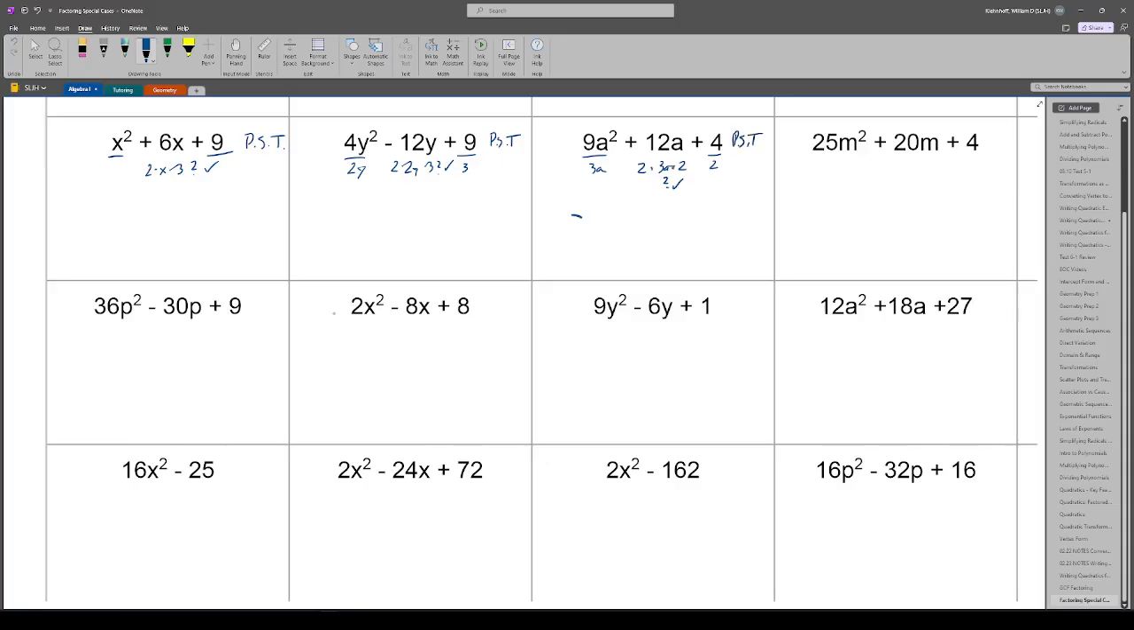I'm guessing they all are because that's what the paper is, but it's important we talk about the process of checking it. This one is 5m times 5m, 2 times 2. In the middle, we have 2 times 5m times 2. That's 20m, so that's good. That's a perfect square trinomial.